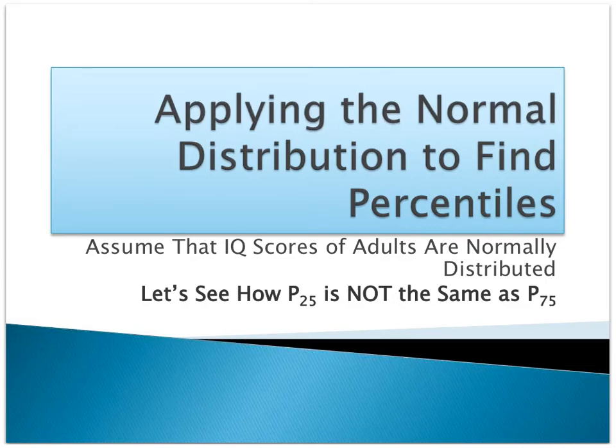In this demonstration, we're going to apply the normal distribution to find percentiles. We're going to work under the assumption that IQ scores of adults are normally distributed. We're going to calculate the 25th percentile, and we're going to look at also the 75th percentile. And I'm going to show you how those two things are different. The top 25% is different than the bottom 25% of scores. And I'm going to show you how to locate each one of those on the normal distribution curve.